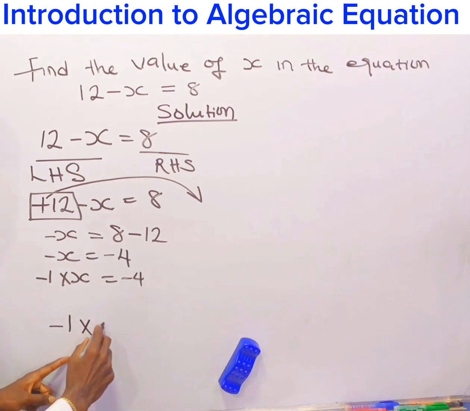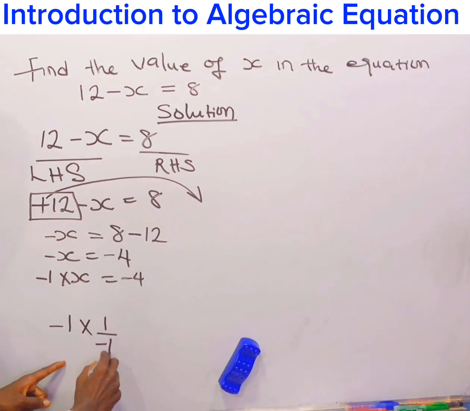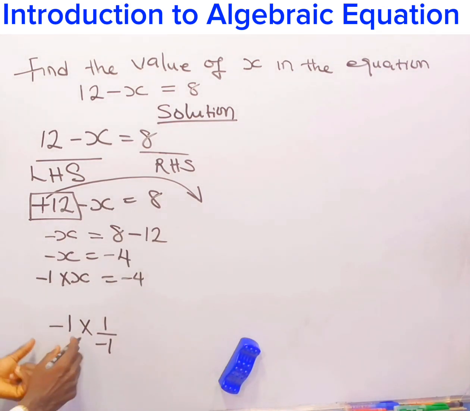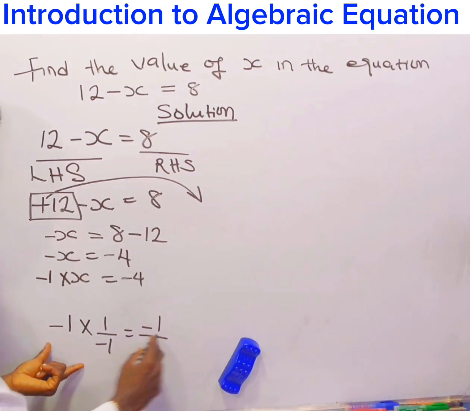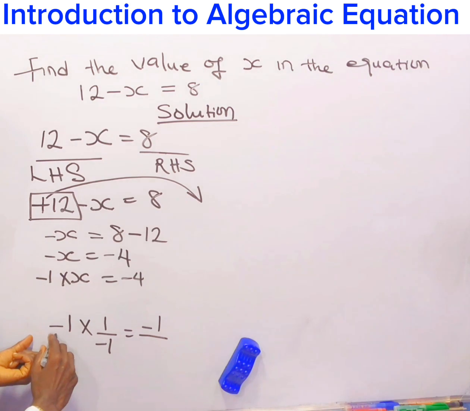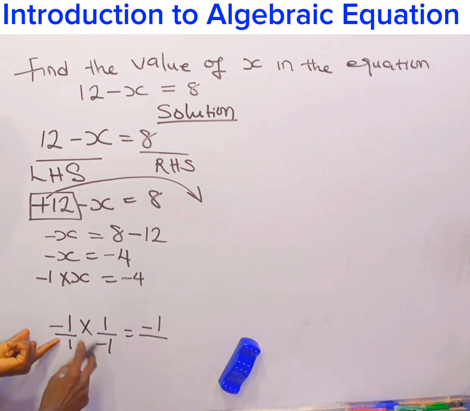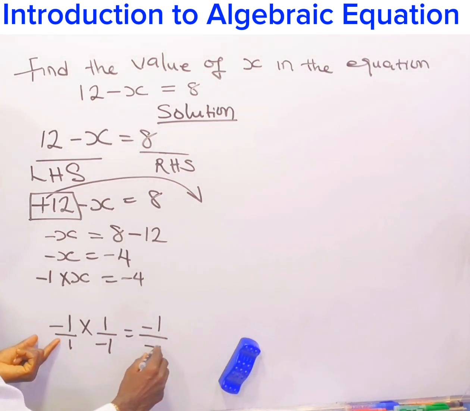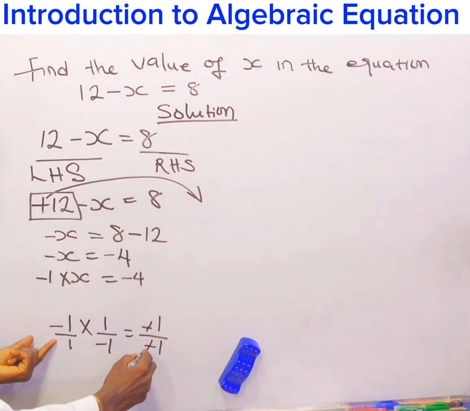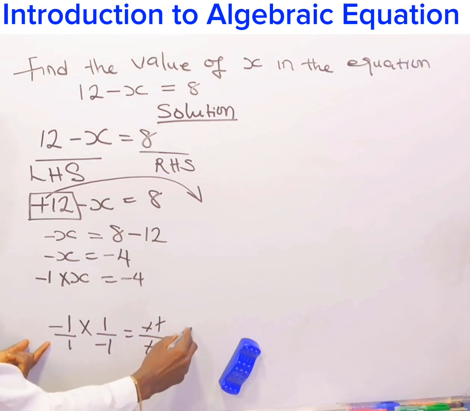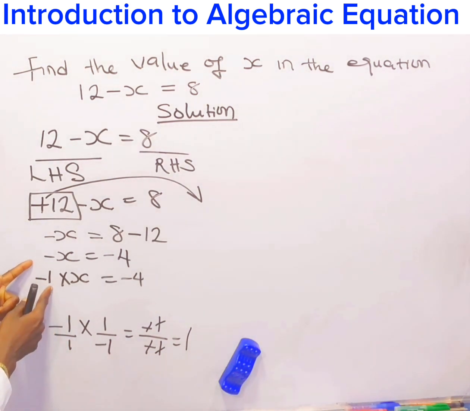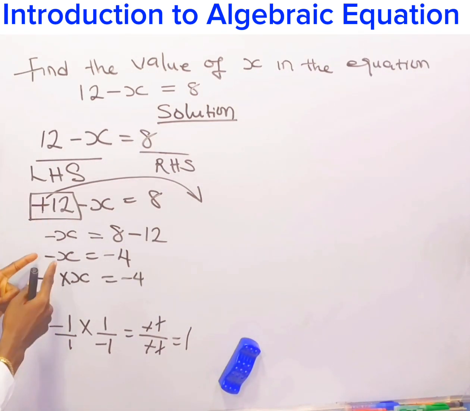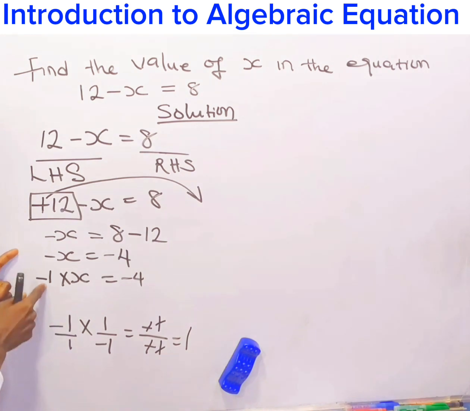It will be -1 times 1 over -1. So -1 times 1 gives -1 over -1, which is something like -1 over 1. 1 times -1 is -1. So negative cancels negative, and 1 divided by 1 is 1. So the multiplicative inverse of any number is that number multiplied by 1 over the number.